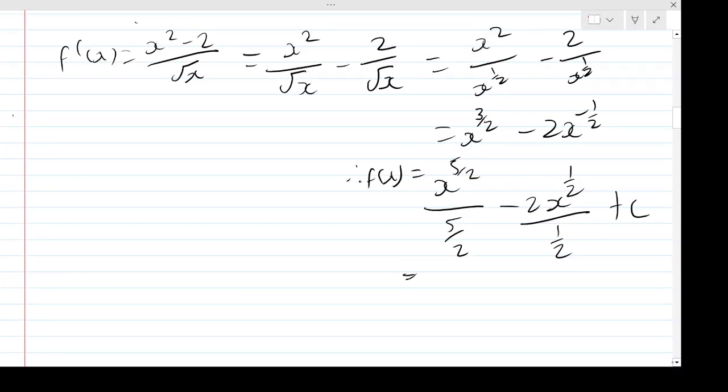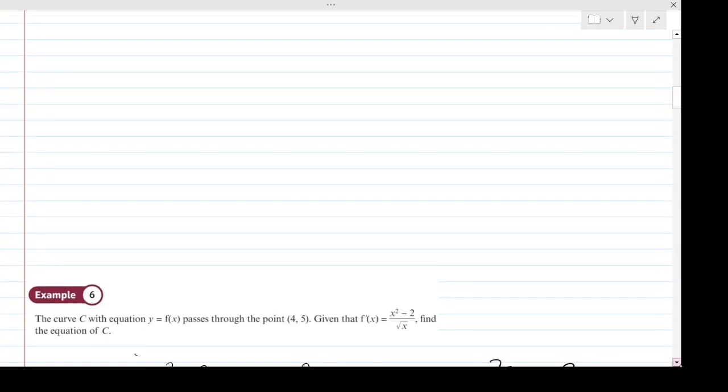And so then we can simplify these fractions. We're dividing by 5 over 2, so we can flip the fraction to 2/5 of x to the 5 over 2. Then we subtract 2 divided by a half, because we've got 2 on the top and then a half on the bottom of the fraction. So 2 divided by a half is 4, so minus 4 x to the half, add c. And that's my function. But I need to work out what this plus c is.